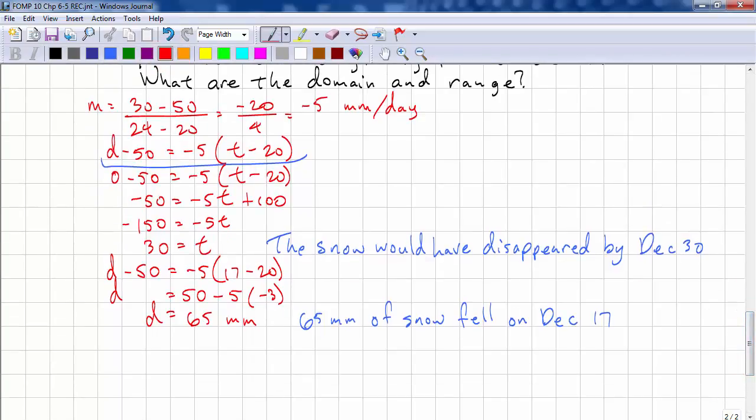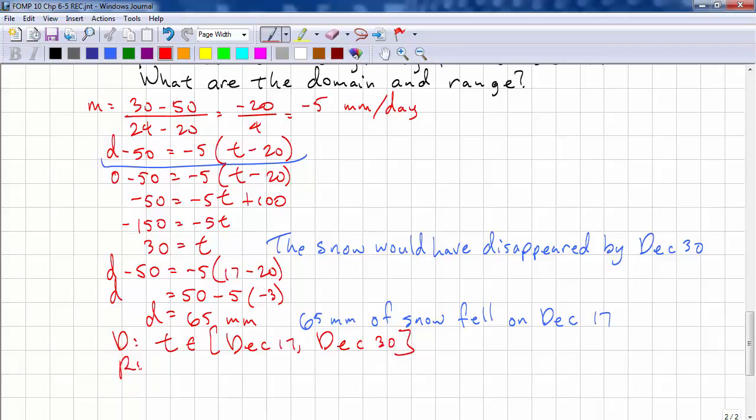And then finally, what are the domain and range? The domain is only valid from when the snow fell to where it disappears. T is in the interval of December 17th to December 30th. And if you want to be specific, you would say 2016.